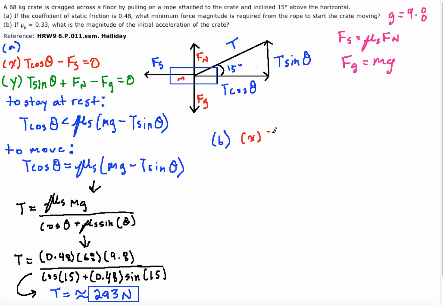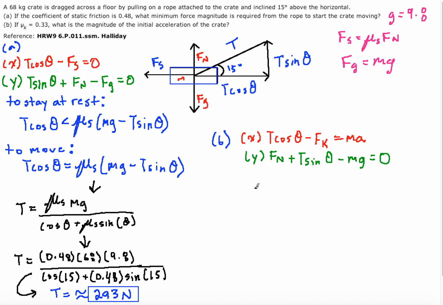We have that x is equal to T cosine of theta minus F_k, because now it's kinetic friction, is equal to mass times acceleration, because we need to derive the acceleration. And then we get y: the normal force plus T sine of theta minus mg is equal to 0. And the reason it's 0 is because there's no movement in the y direction. We just want x movement.